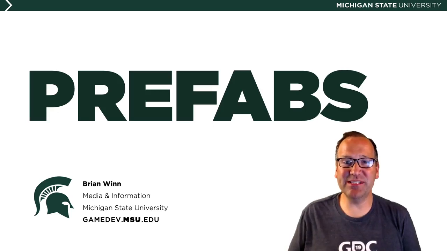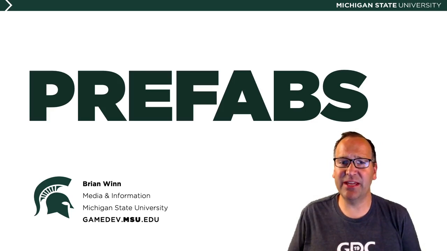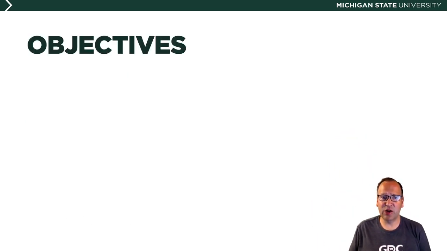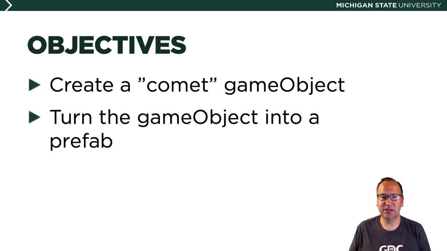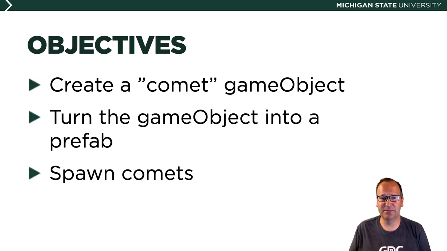In this video, we'll discuss the use of prefabs in Unity. You can think of a prefab as a template of a game object that you want to copy and use several times. Our objectives for this video will be to create a comet game object, turn it into a prefab, and then spawn several comets into the scene based on this prefab.